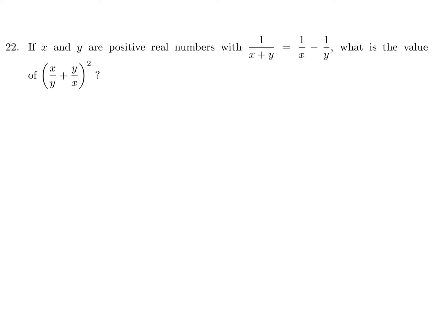If x and y are positive real numbers with 1 over x plus y is equal to 1 over x minus 1 over y, what is the value of x over y plus y over x all squared? All right, I have a gut feeling that there's some fancy algebra involved here. Fancy algebra. And basically that's when you use a little trick here and there. Let's see what we can do.